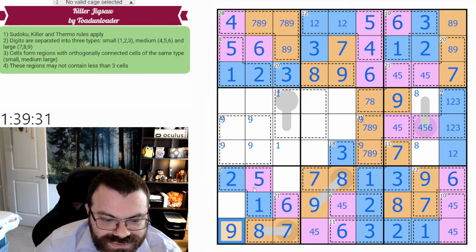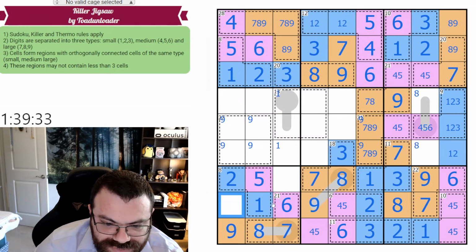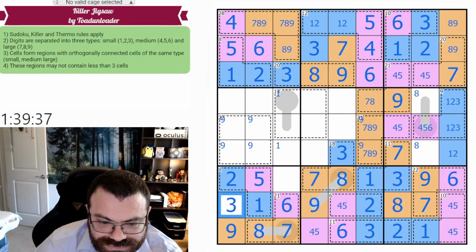I probably could have just finished that row, couldn't I? I like the way I did it. Yeah, this is a 3. And then this is a 4.